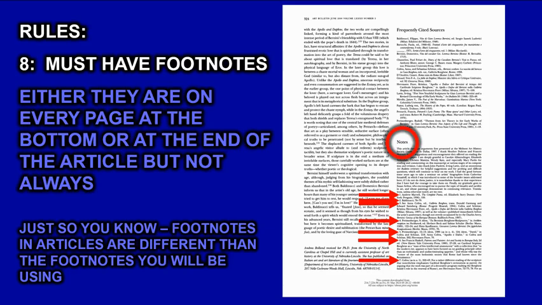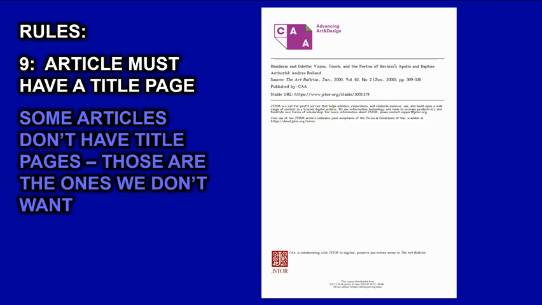The article must have footnotes. Sometimes these footnotes are on every page. Sometimes they're at the end of the article. And this shows that this is an academic journal, not a magazine. This is one of the big differences between a magazine and an academic journal: the existence of footnotes. The article must have a title page that allows me to very quickly find out if it checks off all these rules that I'm asking you to do.